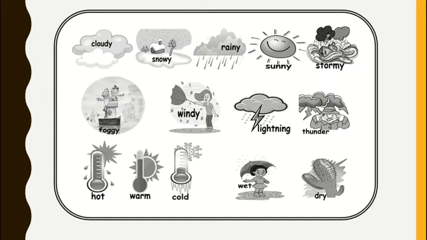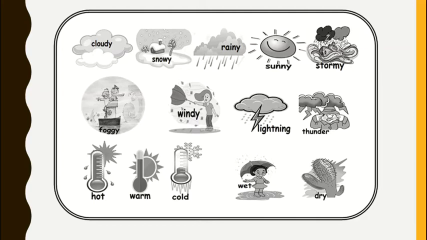Okay, first we have cloudy. Cloudy is when there are clouds in the sky that sometimes hide the sun. This weather is called cloudy. And then we have snowy. When there is snow falling down, we call this snowy. Rainy. When there is rain and it's in the winter, we call this weather rainy.